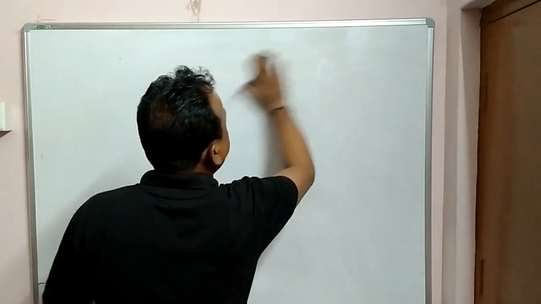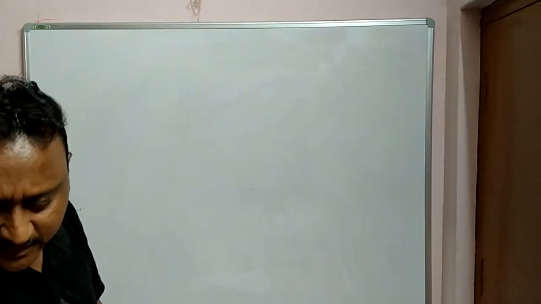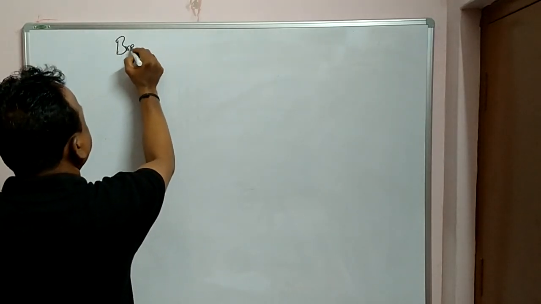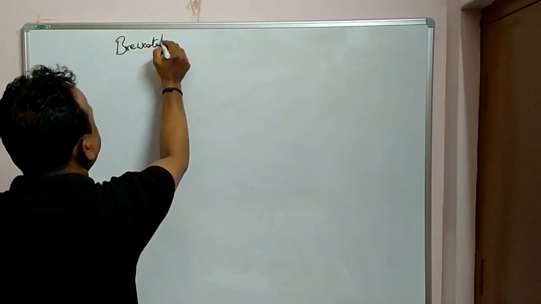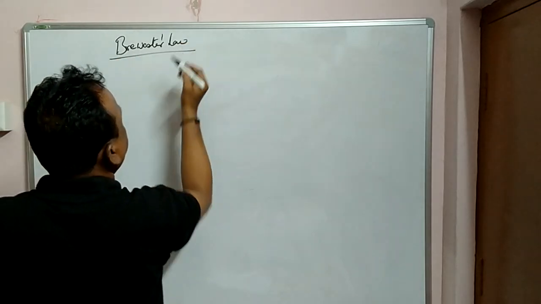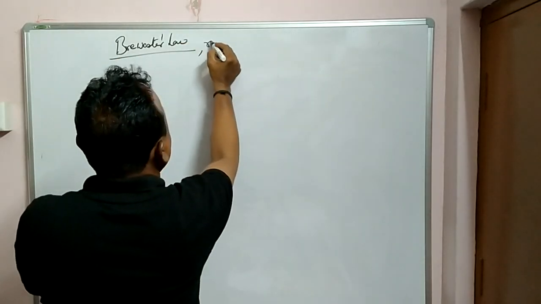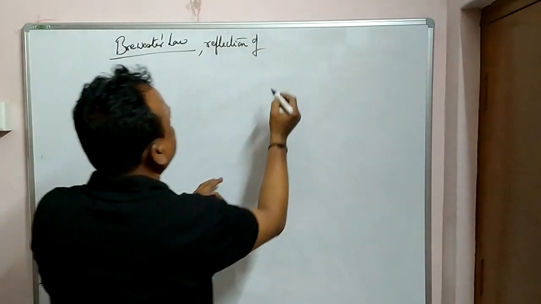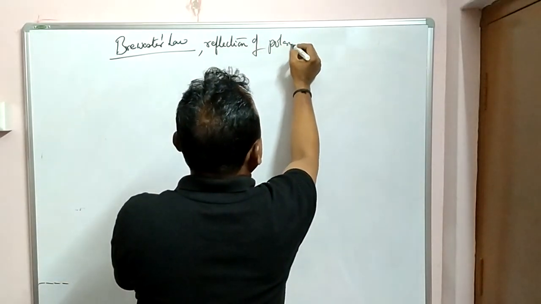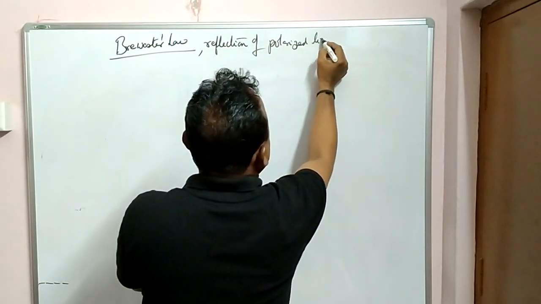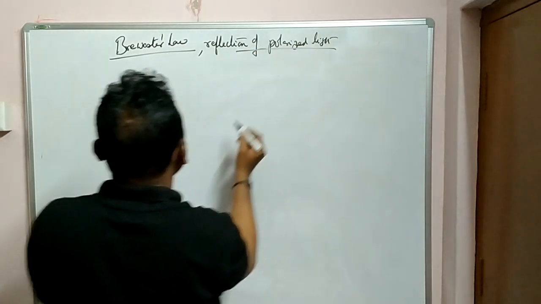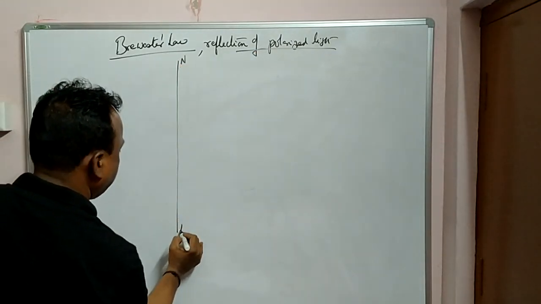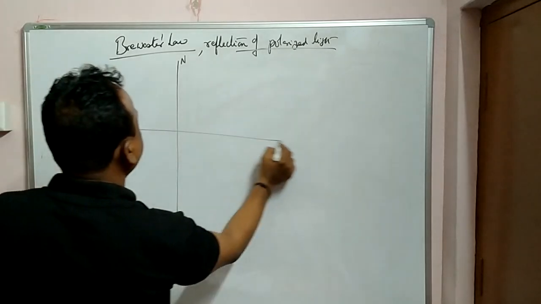Now the last topic we are left with is Brewster's law. Last topic to end this chapter, that is Brewster's law, and also reflection of polarized light. For example, this is a normal separating two media. One medium is air, whose refractive index is 1.